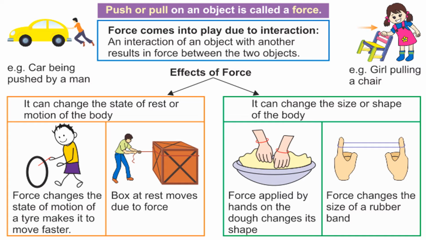The next example is the box at rest moves due to force. If there is a box which is kept at rest in your house, it is a very heavy box, and if you try to pull it, you are applying force onto it, and that is the reason it moves from its place. Okay? So it is changing the state of rest.